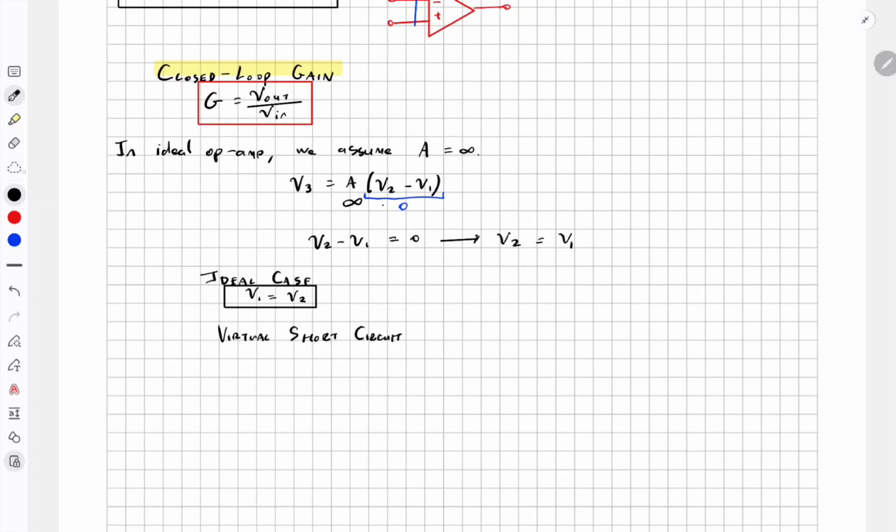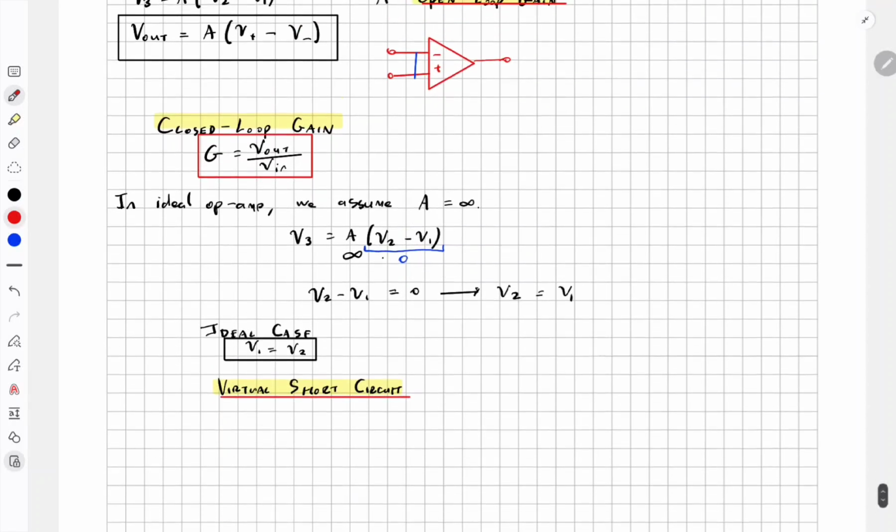Virtual short circuit means that in the ideal op amp, it is as if the two input terminals are shorted. We call that a virtual short. It is like a short. There's not an actual physical connection happening, but it's acting like a short. It's acting like a physical connection. So we call it virtual short.